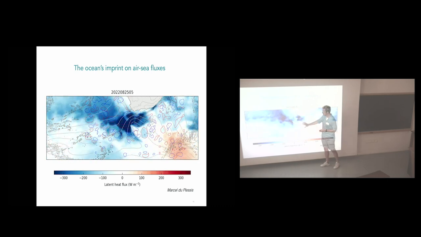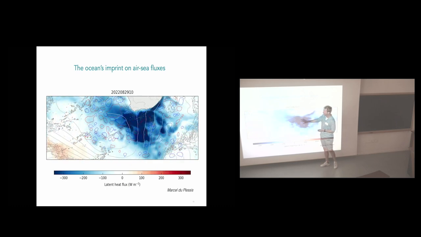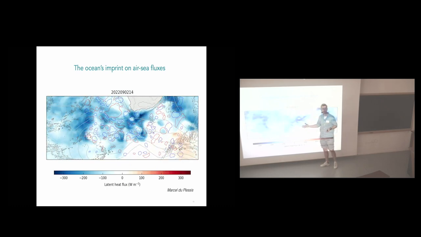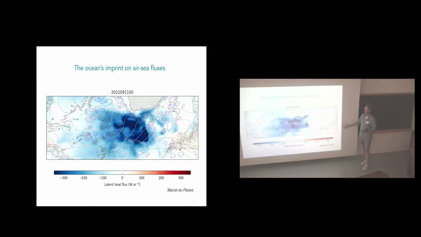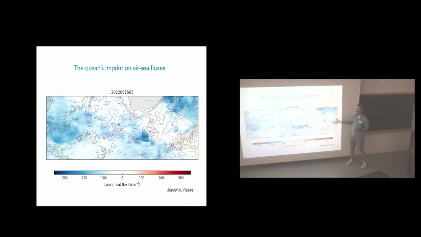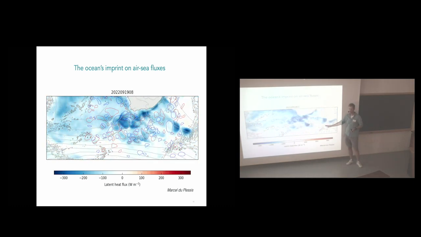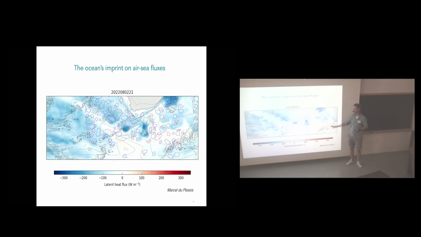You can actually see the ocean eddies and boundaries, and this is only at the mesoscale. This is a 25-kilometer product. So we have a long, long way to go to start to resolve the smaller scale impacts on the atmosphere.